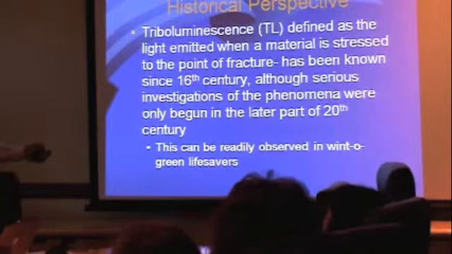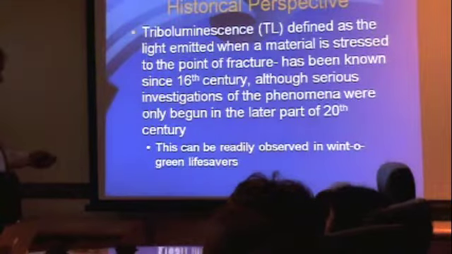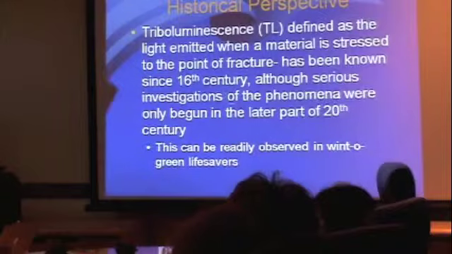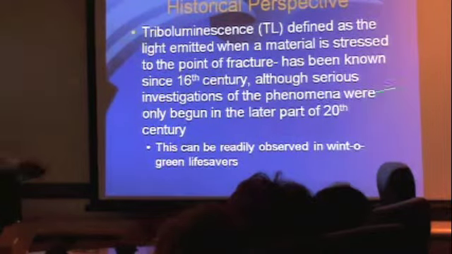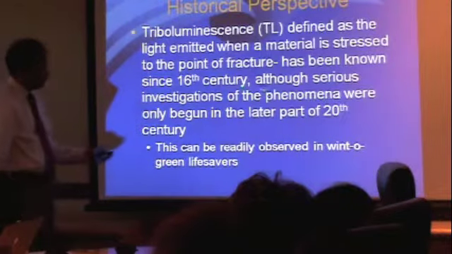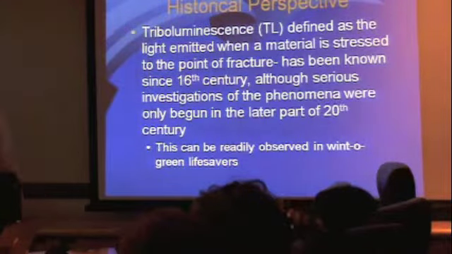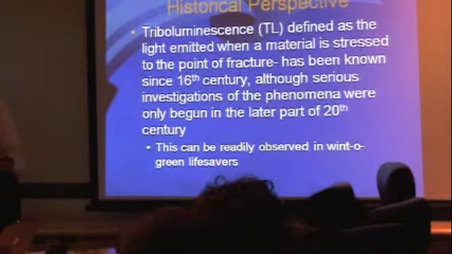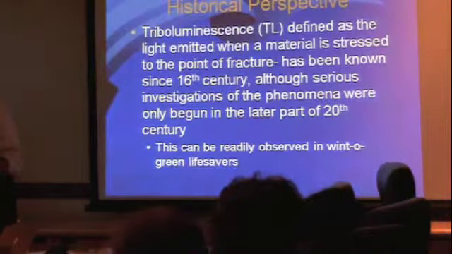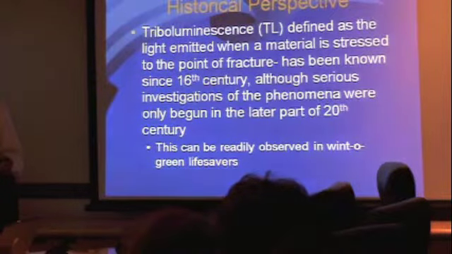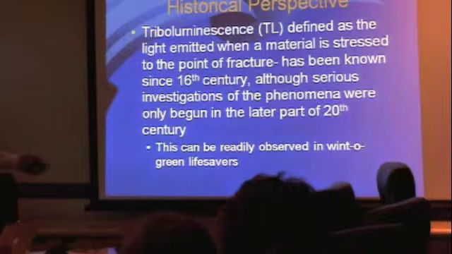You define triboluminescence as the light emitted when a material is stressed to the point of fracture. That means if you fracture anything, we call this triboluminescence. Essentially, this was known in the 16th century, when sugar was almost invented and they were making big blobs of sugar. When they broke it, the light would come out, but it was not of much use. Only in the later part of the 20th century could we see it better.